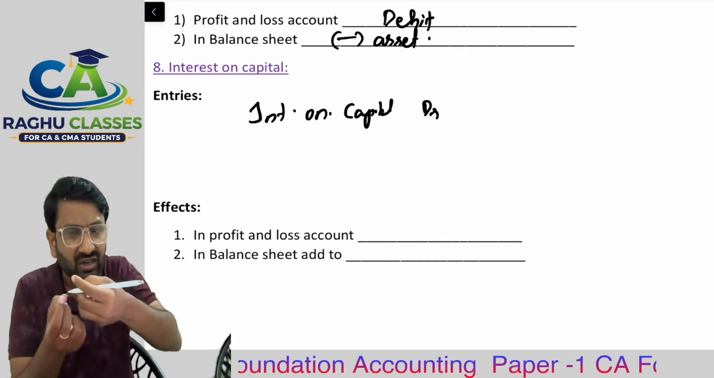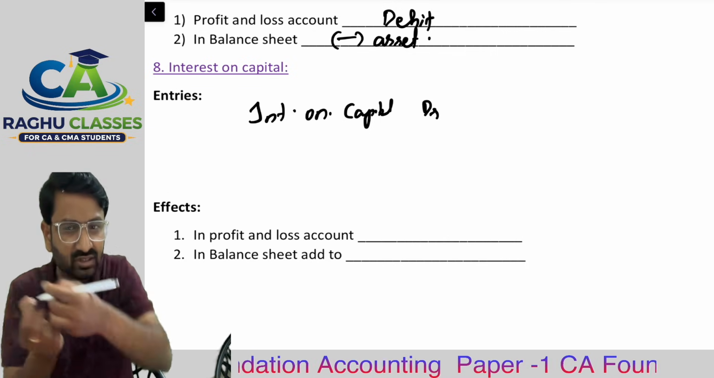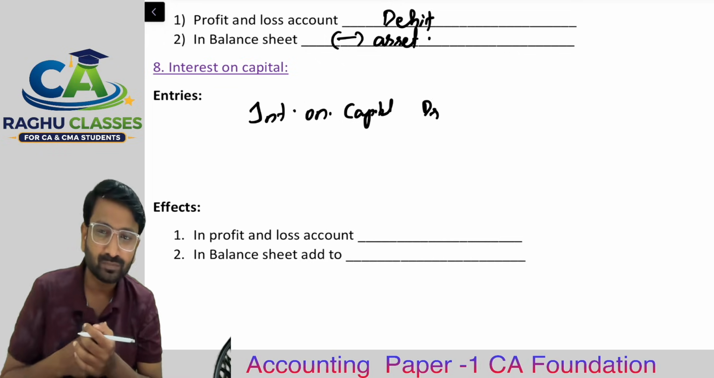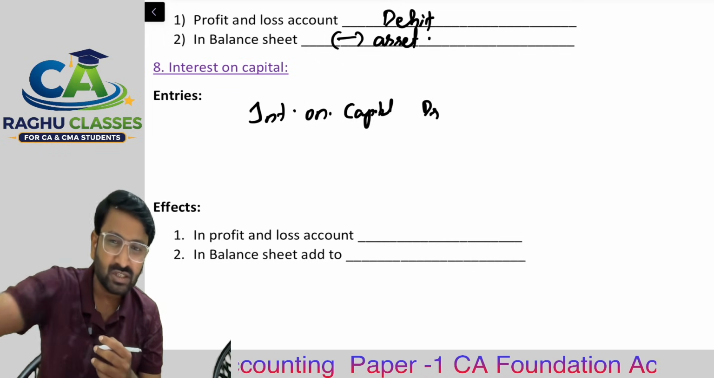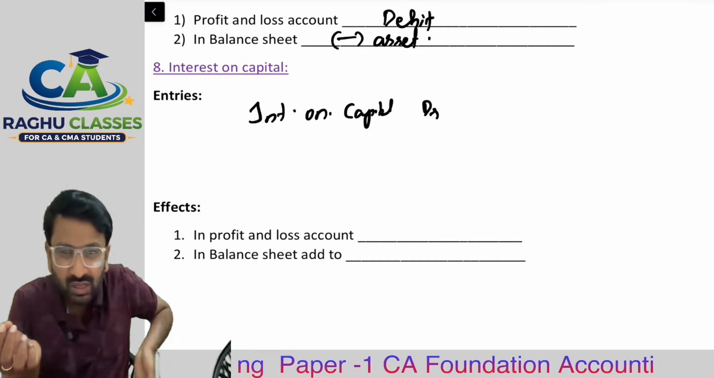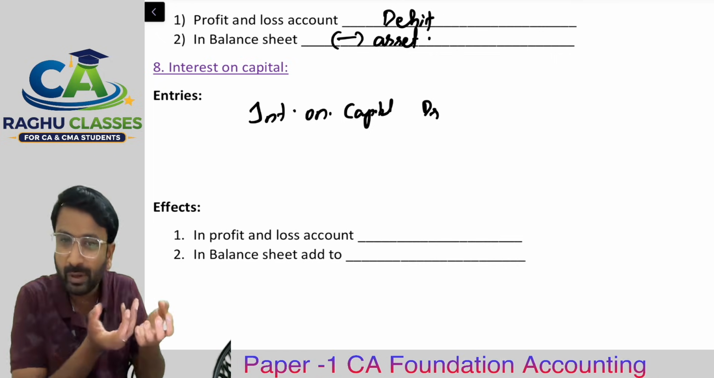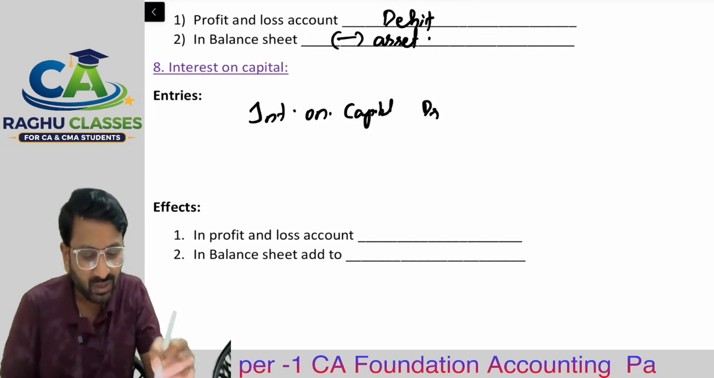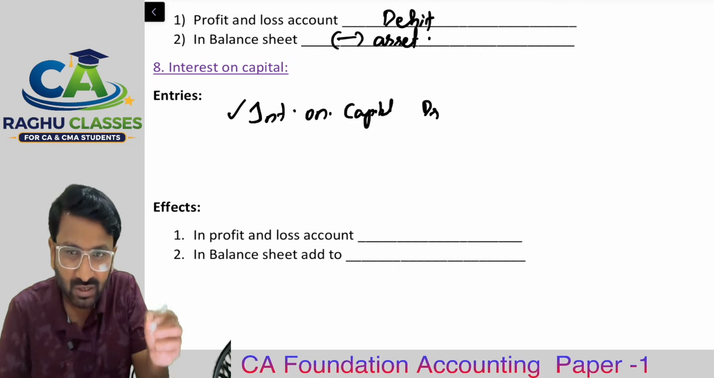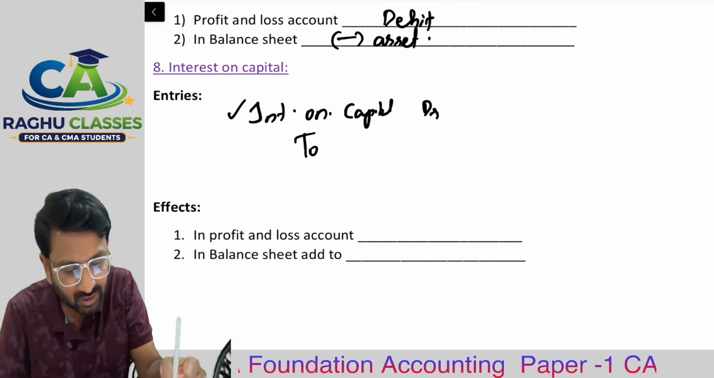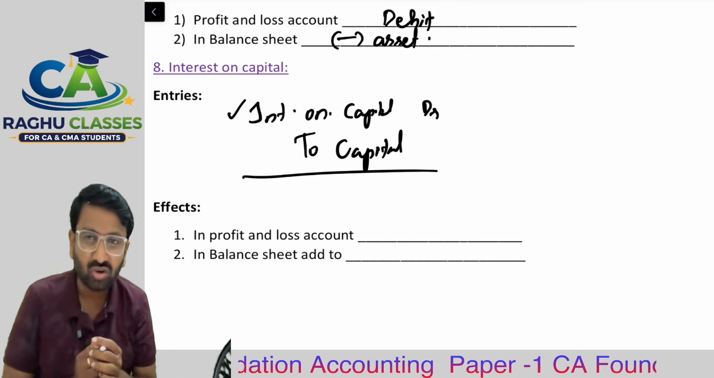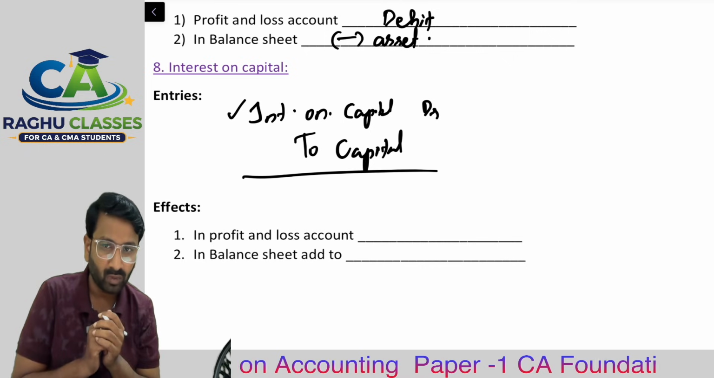But business will not actually pay in cash in real sense. What they simply do, instead of giving you money, is simply increase your capital. Anyway, the owner's capital is with the business only. It's like your capital is 10 lakhs. Now I'm going to add 25,000 interest to your account. So your capital will become 10 lakh 25,000, which means interest on capital will be added to the capital. Capital is a credit balance, and since the capital is going up, I'll credit capital once again. So the entry will be interest on capital debit to capital.